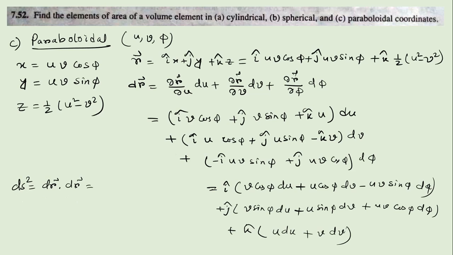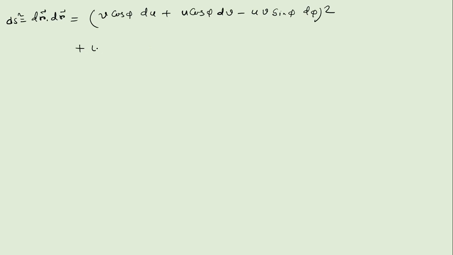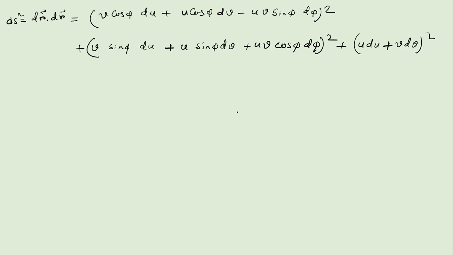Okay, so if we square this one, I want to write it on the next page, that is ds square is nothing but dr vector dot dr. So this gives you v cos phi du plus u cos phi dv minus uv sin phi d phi whole square, plus v sin phi du plus u sin phi dv plus uv cos phi d phi whole square, plus u du plus v dv whole square.